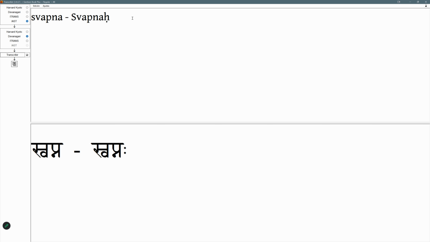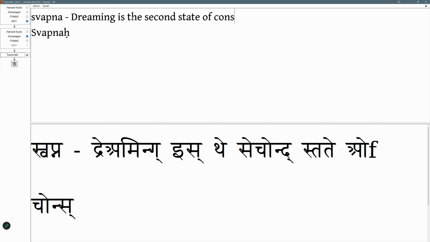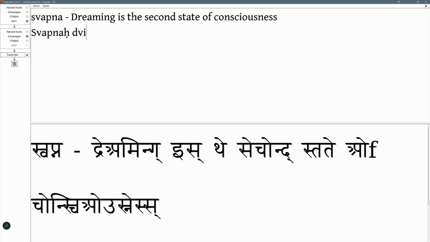I can say dreaming. Dreaming is the second state of consciousness. Something simple, yes? So swapnaha, second state. They don't say state of consciousness in Sanskrit. No, they say directly second state. Second is, how is second? Dvi is two. Second is dvitiya.